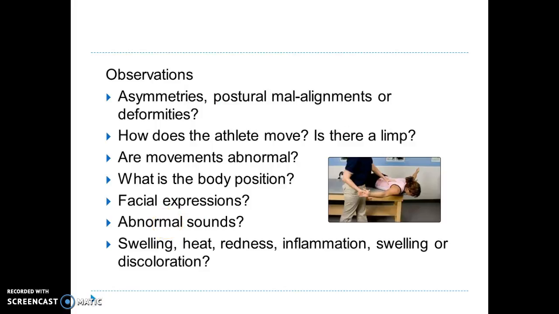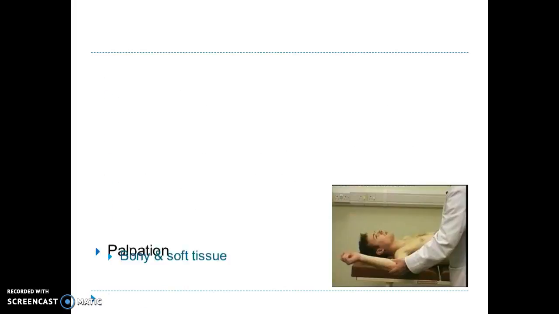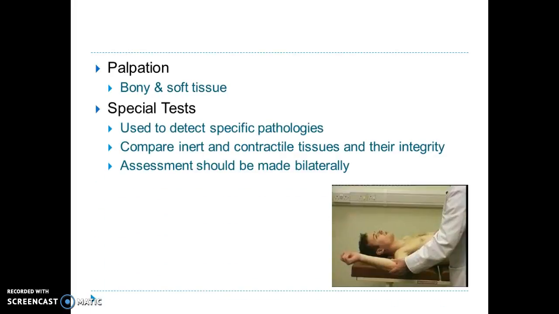And many times, as we'll talk about the rest of the semester, we need to compare bilaterally. So if I'm looking at a knee that someone says they've had an injury to, I want to compare it to the good knee to see what exactly might have happened. All right, moving on. History, observation.